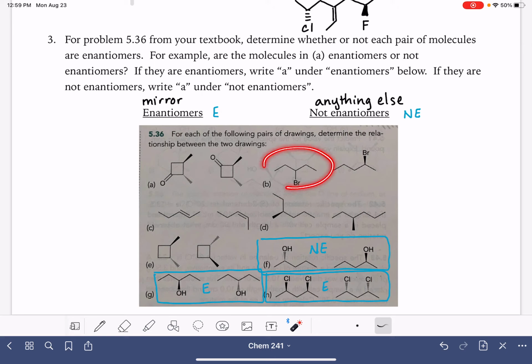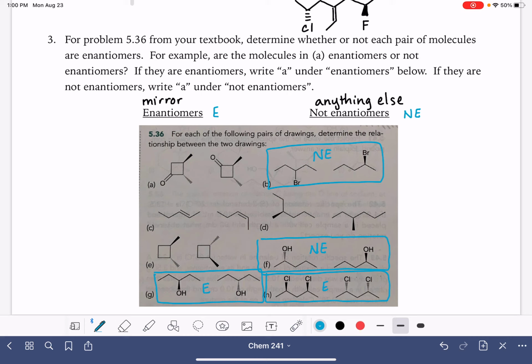My eyes are kind of drawn to this one up here. What's going on? Because one of these has a wedge, but the other one doesn't. And if you look at it closely, you'll see that these are actually constitutional isomers. This one has the bromine on carbon number 2. This one has the bromine on carbon number 3. So that is not an enantiomeric relationship. Those are going to be not enantiomers.